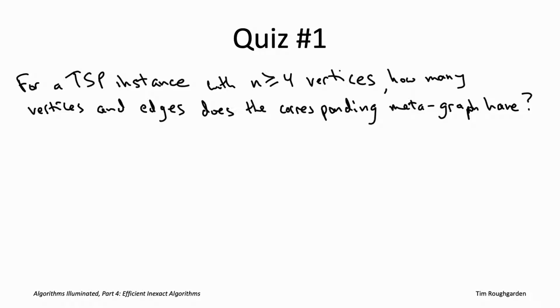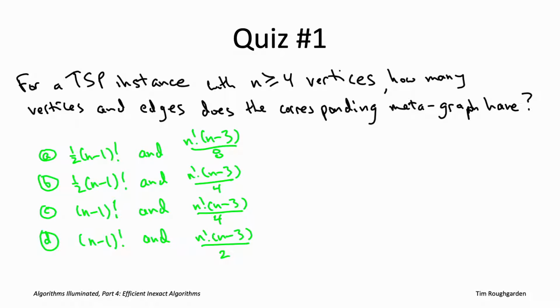So the question then is, suppose I give you a TSP instance with some number n of vertices, where n is at least 4, say, how many vertices and edges does that metagraph actually have? All right, so the correct answer is the first one, answer A. I guess one way you could figure out the answer is just by counting up the number of vertices and edges in our n equals 5 example and seeing which of these is consistent with that. But let's have a more general argument about why this is true.